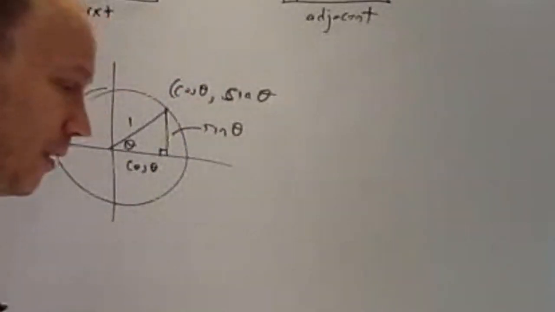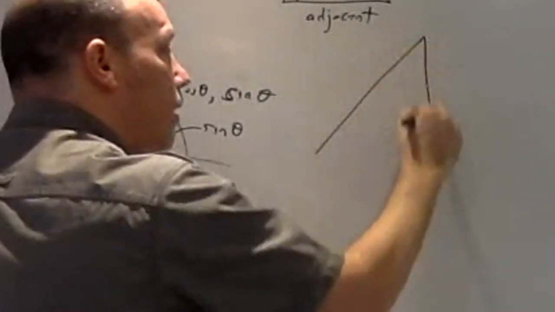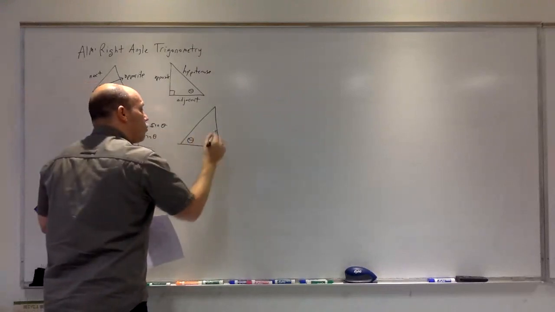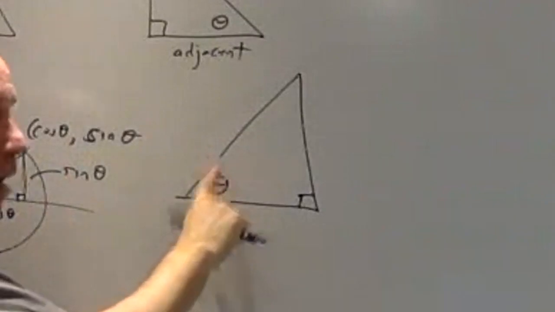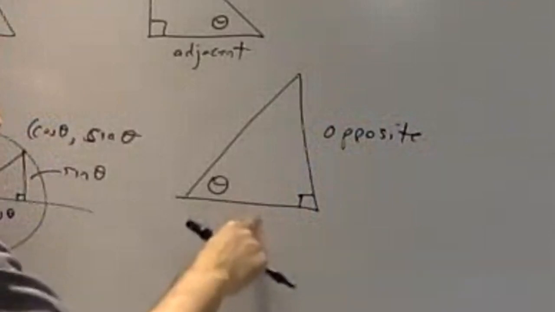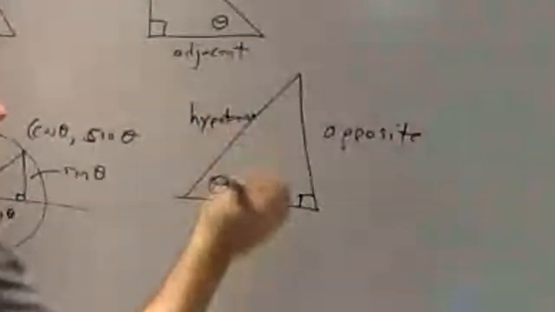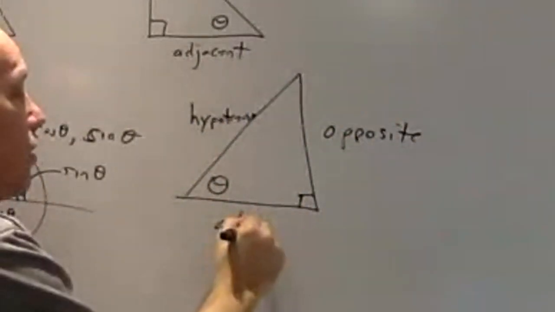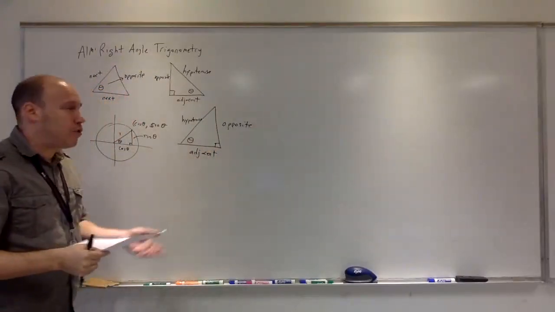Now, let's take a similar triangle. By similar, I mean that all the angles are the same. Here's theta. Here's a right angle. So we know these triangles are the same. From the perspective of theta, this leg is the opposite side. This side is the hypotenuse. And this side down here is what we're going to call adjacent. Adjacent, once again, is just a fancy word for next to.